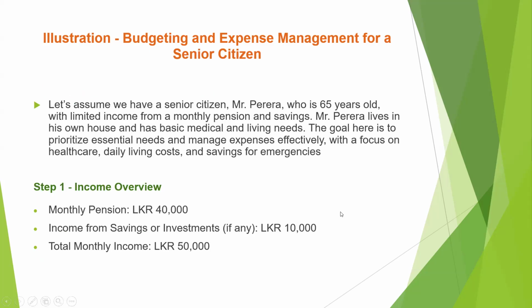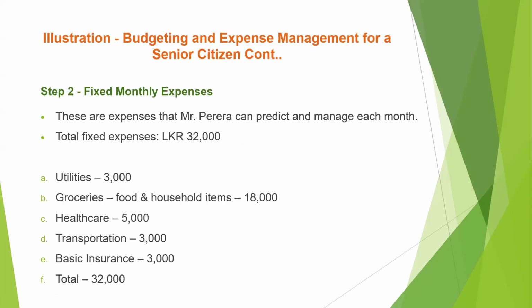In this example, the monthly pension is 40,000. I have taken a pensioner who is getting 40,000 rupees as a pension, right? In addition to that, he is earning income from savings or investment, rupees 10,000. He has a small deposit, and from that he is earning 10,000 interest income. So altogether, 50,000 income. This 50,000 income they have to plan properly. Otherwise, obviously, he won't be able to meet his expenses. So these are the expenses, and the key priorities are to be identified.